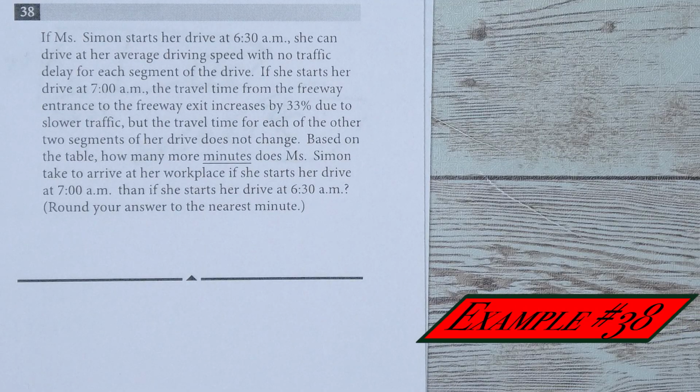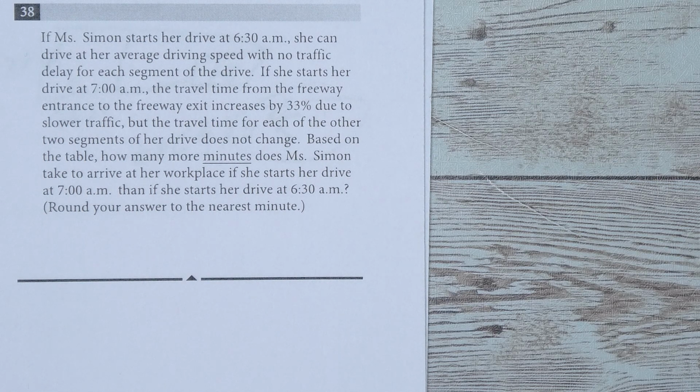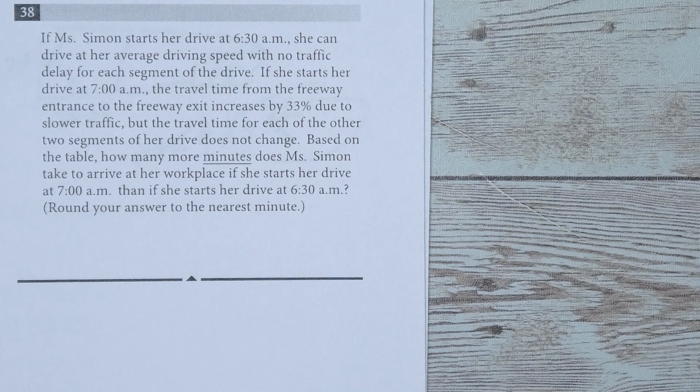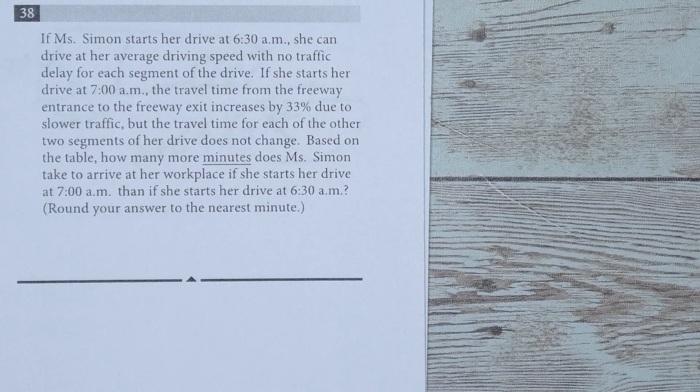If Ms. Simon starts her drive at 6:30 a.m., she can drive at her average driving speed with no traffic delay for each segment of the drive. If she starts her drive at 7 a.m., the travel time for the freeway entrance to the freeway exit increases by 33% due to slower traffic, but the travel time for each of the other two segments of her drive does not change. Based on the table, how many more minutes does Ms. Simon take to drive to her workplace if she starts her drive at 7 a.m. than if she started at 6:30 a.m.? We're going to round this to the nearest minute.